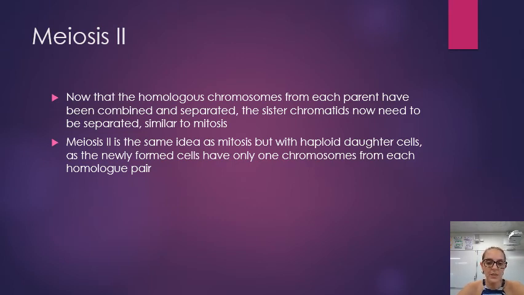The key difference here is that at the end, we're going to have daughter cells which are haploid. So we haven't duplicated the DNA and then split them. We're now splitting them so that the daughter cells are N and not 2N.